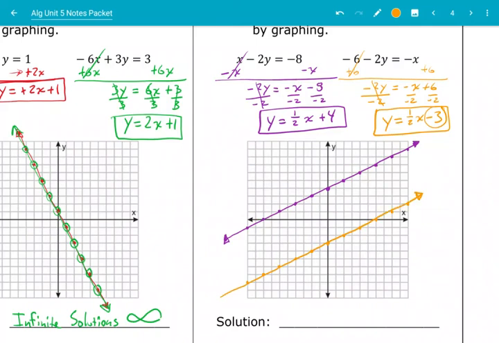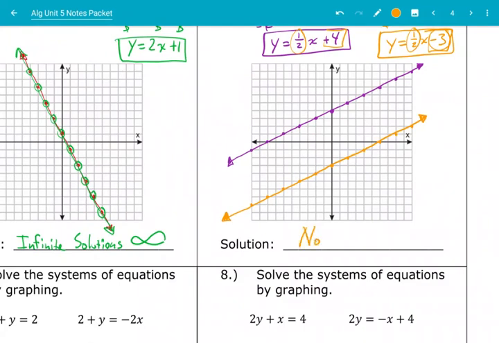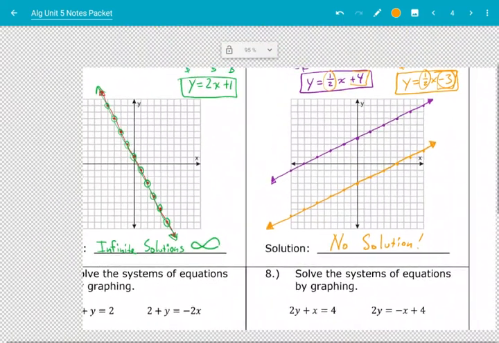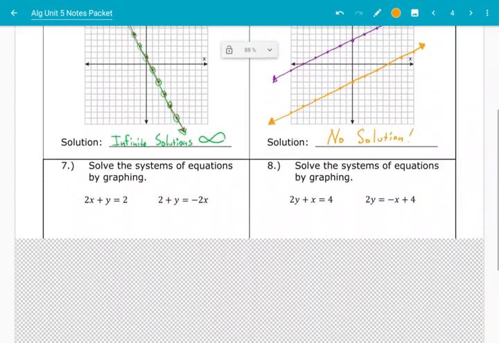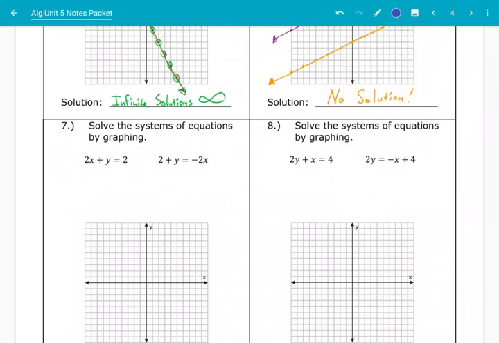These are parallel lines. Same slope, different b values right there. So these are never going to cross. So this has no solution. No solution. Parallel lines. All right, let's do a couple more. Some other special cases here.